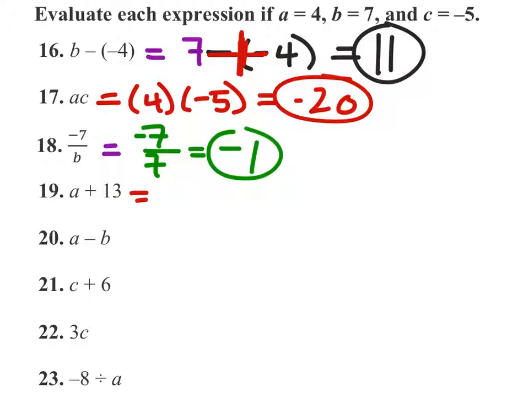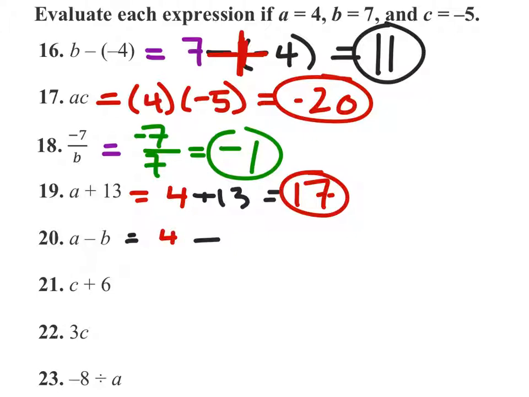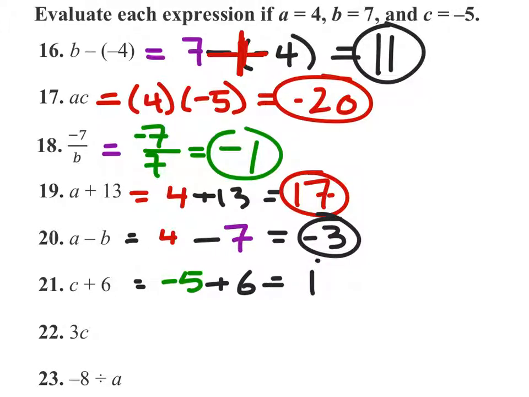19, A plus 13. A is 4. So 4 plus 13 equals 17. Number 20 is A minus B, and A is 4, B is 7. So 4 minus 7 is negative 3. The next one, C is negative 5, so I'm replacing that value. Negative 5 plus 6, 1.